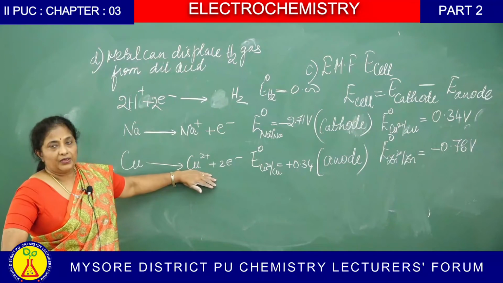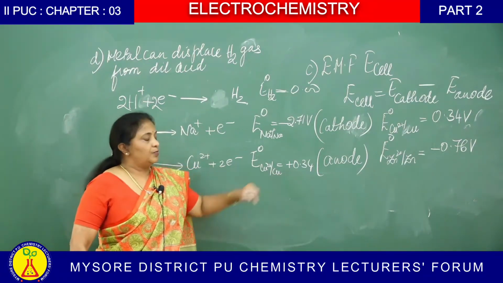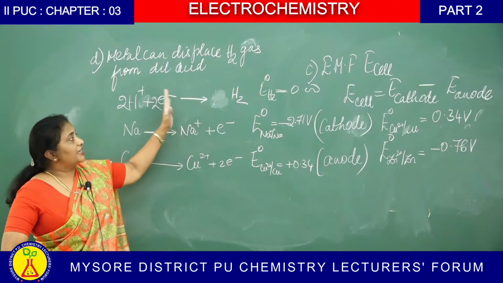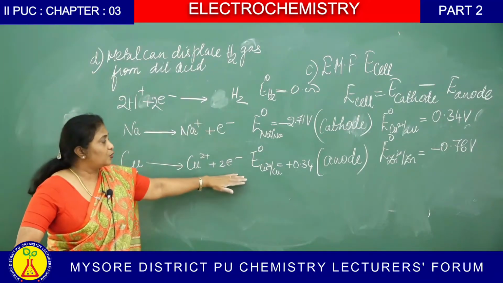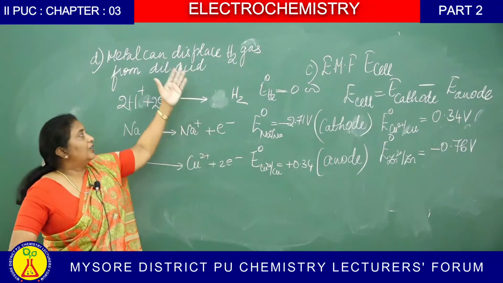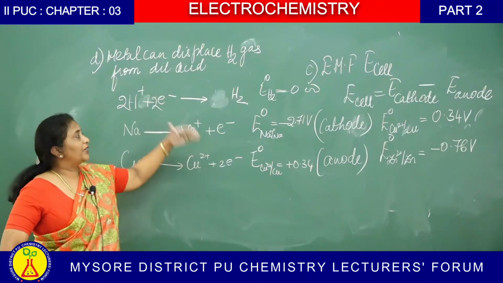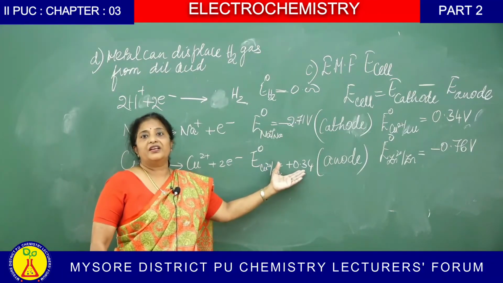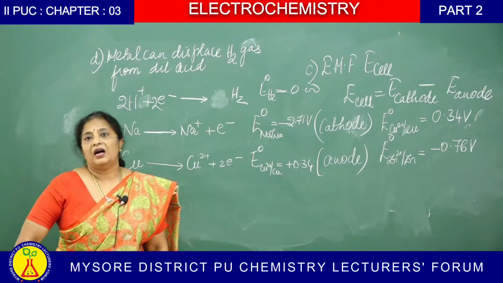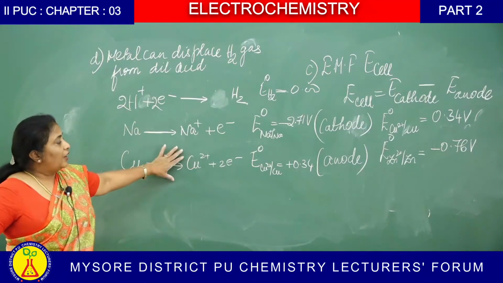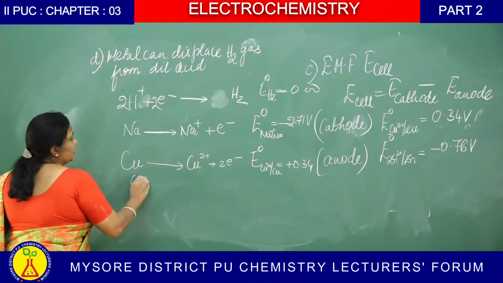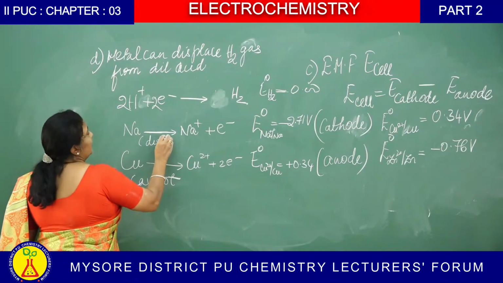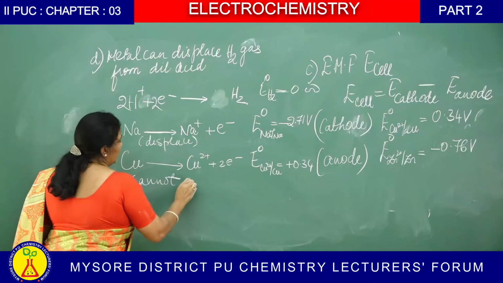But in the case of copper, the E naught value for copper is positive, that means it is more than that of hydrogen. So, copper cannot give the electrons to hydrogen, because it has a higher value for the reduction potential as compared to hydrogen. So, copper cannot displace hydrogen from a dilute acid, while sodium can displace hydrogen from dilute acids.